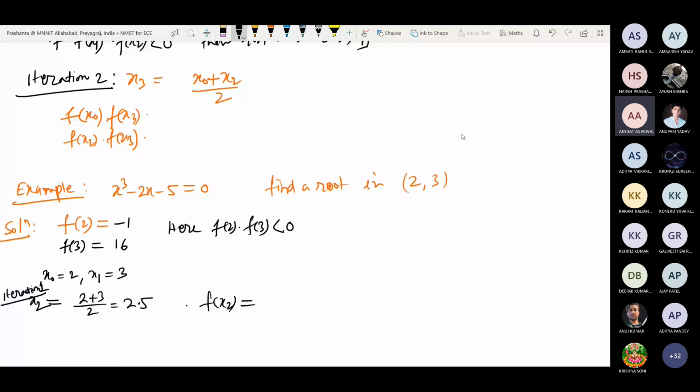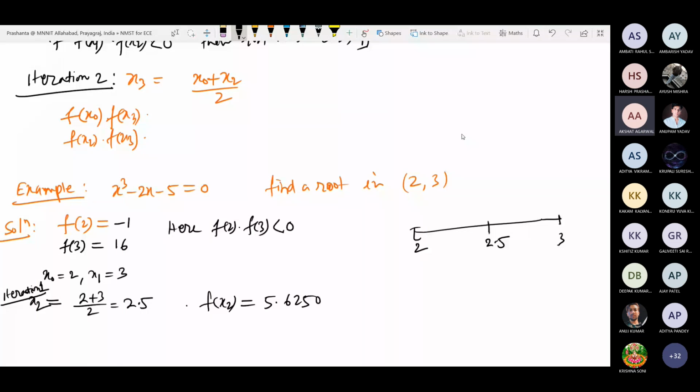So it is positive, 5.6250. Now tell me in which subinterval the root will be lying. The original interval is 2 to 3. Here is 2, here is 3, and here is 2.5. So in which subinterval is the root lying? 2 to 2.5 or 2.5 to 3? Yes, sir, 2 to 2.5.